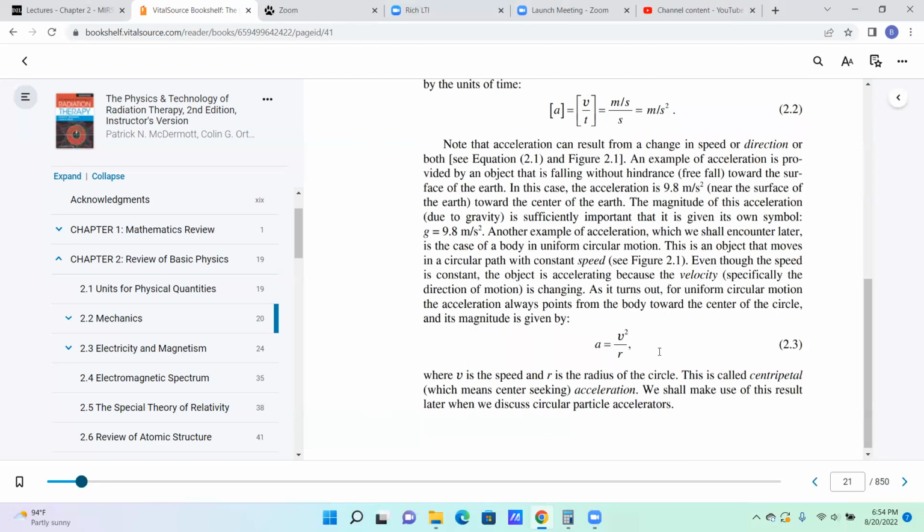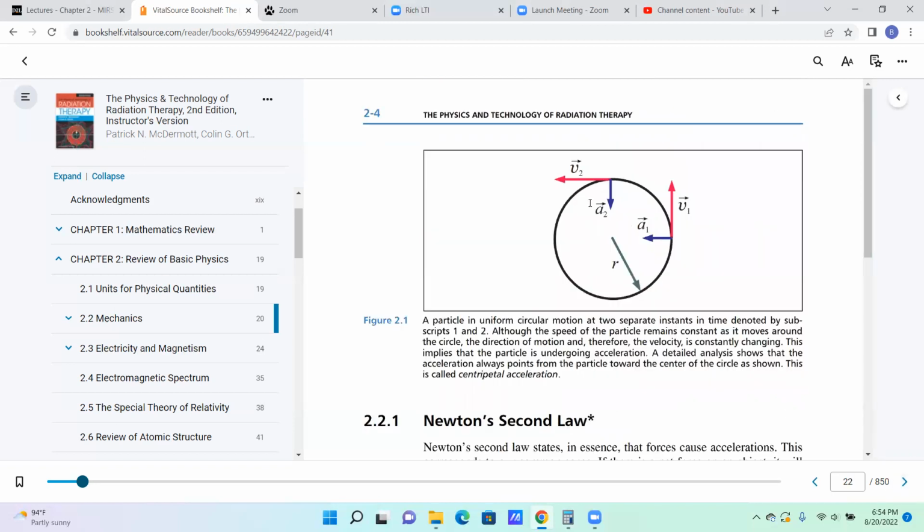When it comes to acceleration, if the body is moving in uniform circular motion, that object moves in a circular path with a constant speed. Even though the speed is constant, the object is accelerating because the velocity is changing. In other words, the velocity of something that is moving in a circle, while the quantity of the velocity may be the same, the direction keeps changing.